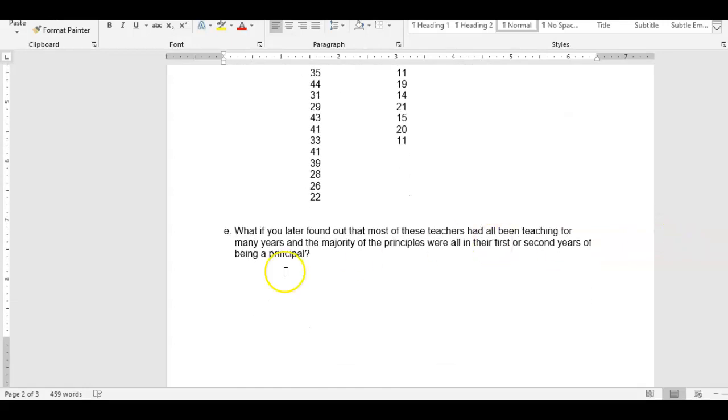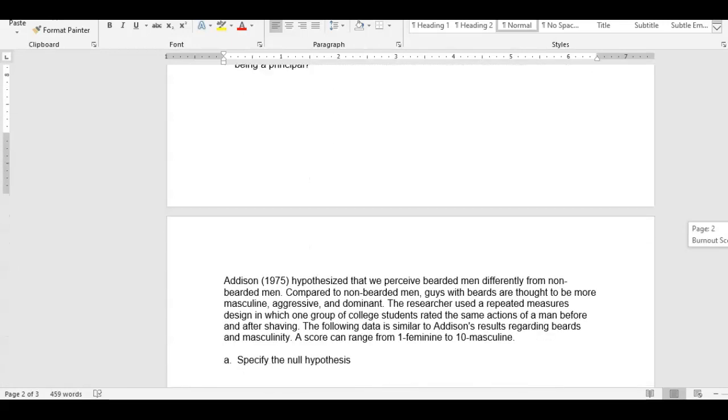Now, hold up. Look at E. What if I later found out most of these teachers had been teaching for many years and the majority of the principals were brand new first or second year principals? I would say that is a type 1 error, a biased group or biased groups of people. See the problem there? I do. I thought I had something hugely significant, but it turned out not to be true.